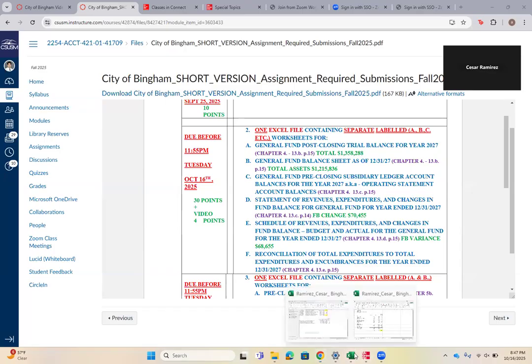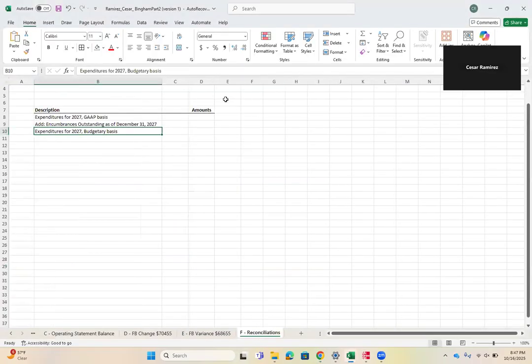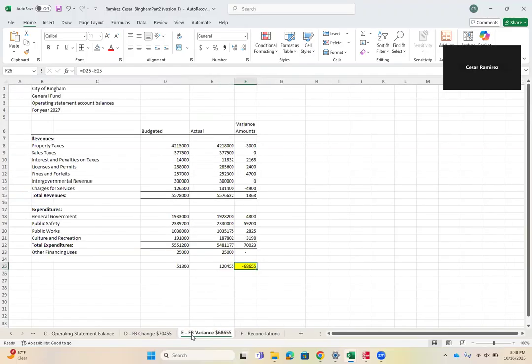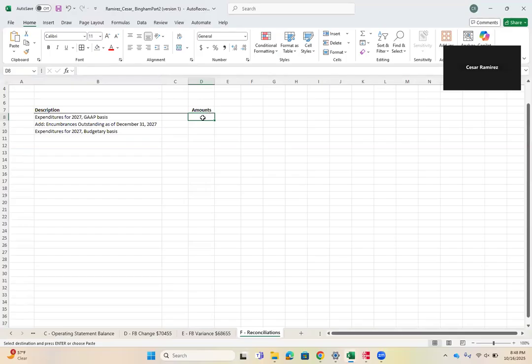And then the last thing, where I am going to resubmit, is this last reconciliation page, where I figured out how to do it. So we have expenditures for 2027. We would get that, we get that here. We're going to copy that, put that here. Should I give an actual map? Post the values.